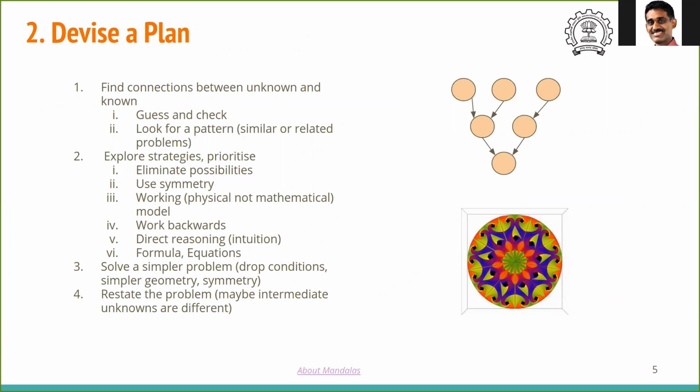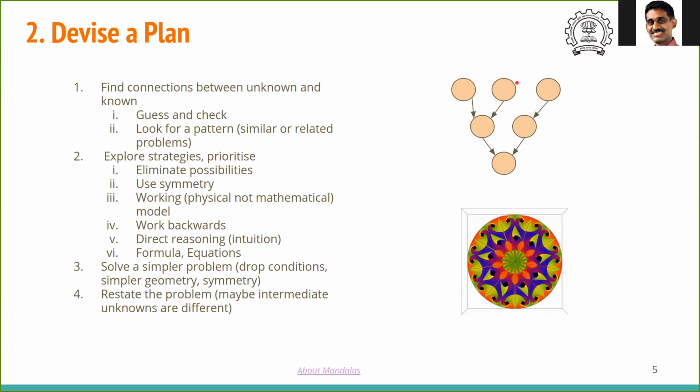Secondly, devising a plan. So what do we mean by devising a plan? Once we have got the list of knowns and unknowns, you can either picture it in your mind or put it on paper in terms of a network diagram of connected things. Let's say these are the unknowns, these are the knowns, and this is the unknown. So we want to see how these knowns are connected to unknowns. Let's say this is the big problem.